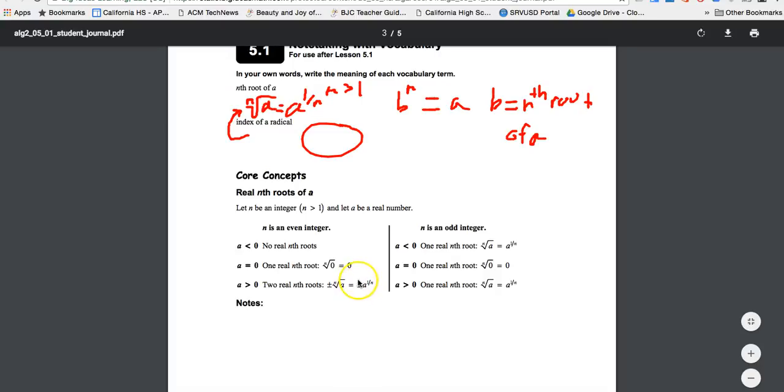Okay, and remember it's plus or minus. Now, if n is an odd integer, if a is negative, you've got 1 real nth root. If it's 0, you've got one real nth root.